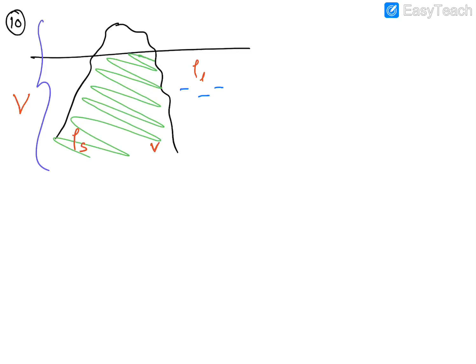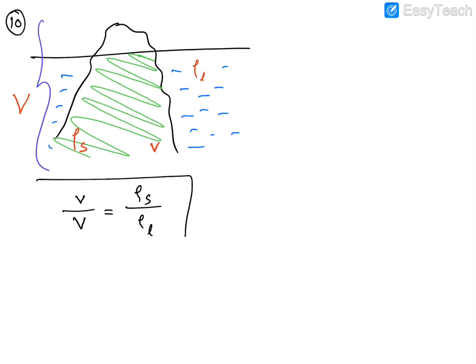So there is liquid out here, like for example water. Let its density be rho L. Now what is the formula in this one? The formula we use out here is small v upon capital V is equal to rho S upon rho L. How do we get this formula? If you want to know the derivation, look here, it's very simple.